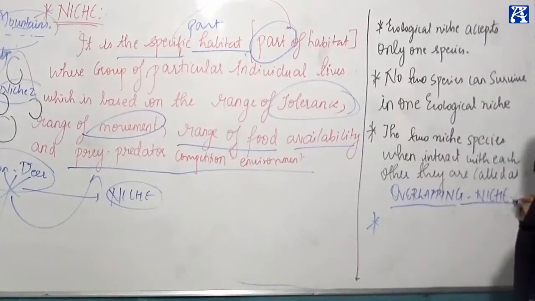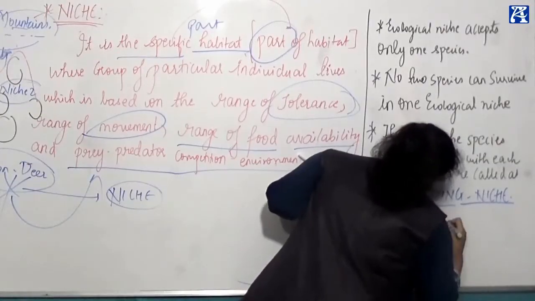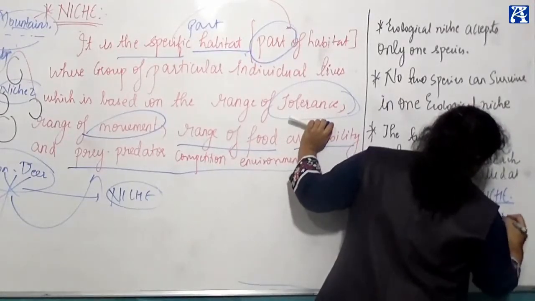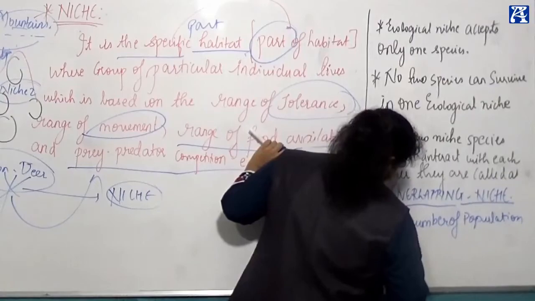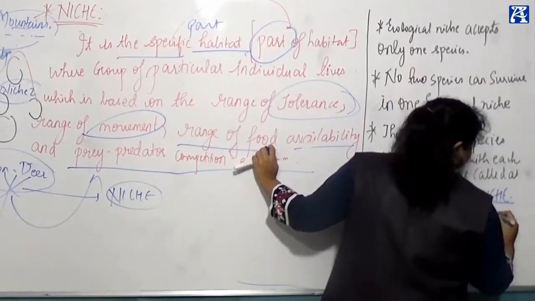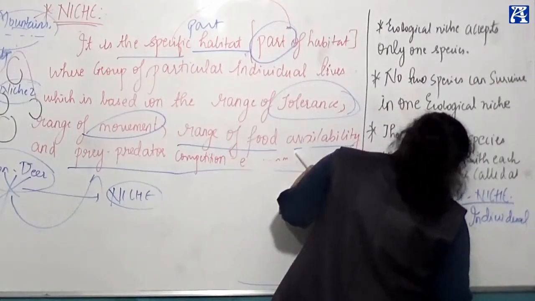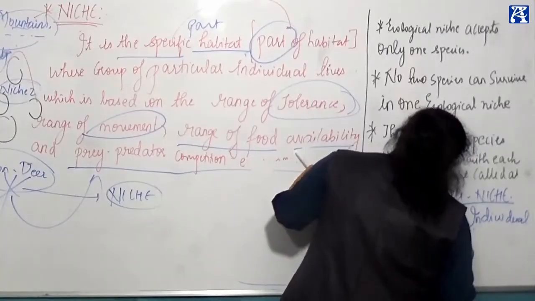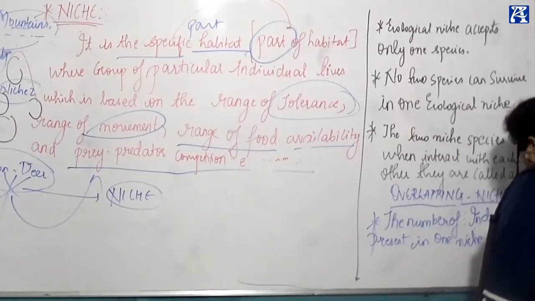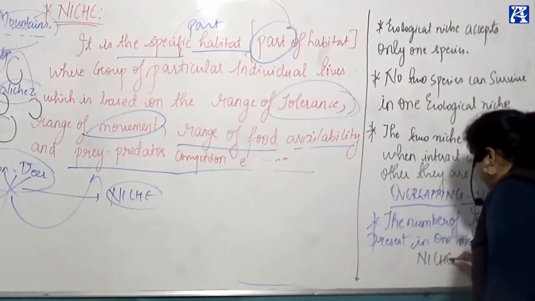And the number of population present, or you can say the number of individuals, population is also right, but in a way you can say the number of individuals present in one niche is called as niche density. What is it called as? Niche density.